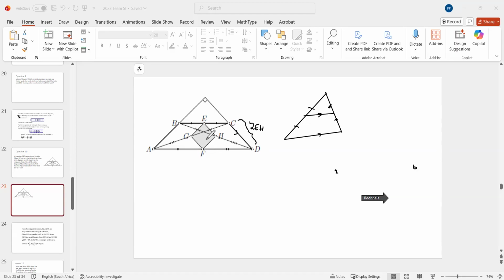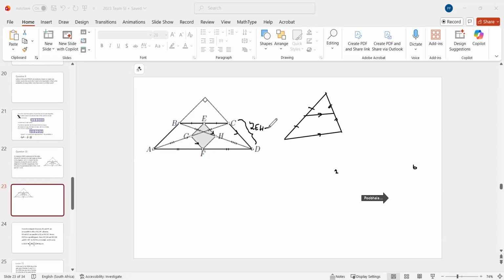Now, if you look at this triangle here, ACD, you'll notice G is the midpoint of AC and F is the midpoint of AD. So therefore, again, from the same theorem, GF is parallel to the same side. GF is parallel to this, and the third side is equal to twice GF.